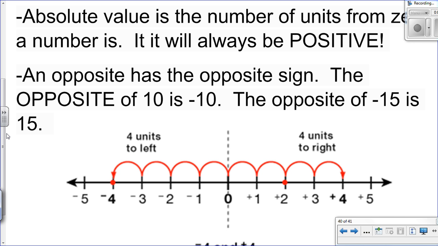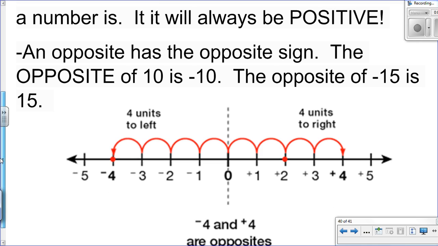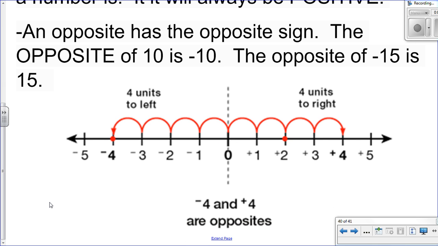So think of waking up. What's the opposite of waking up? Going to sleep. What's the opposite of adding? Subtracting. What's the opposite of dividing? Multiplying. So whenever it's the opposite, we're automatically changing the sign. So the opposite of 10 is negative 10. The opposite of negative 15 is 15. So all we're doing is changing the sign to its opposite. So if it's positive, it becomes negative, and if it's negative, it becomes positive.